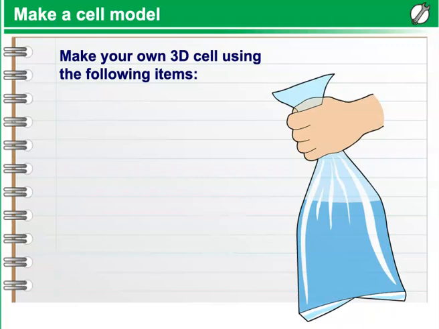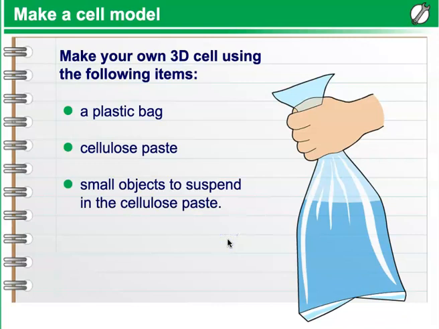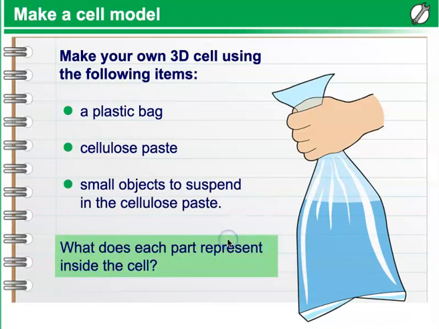You can make a cell model by using some different materials. You could use a plastic bag, some type of cellulose paste, small objects to suspend in the cellulose paste, and then we would need to identify what each part represents inside the cell.